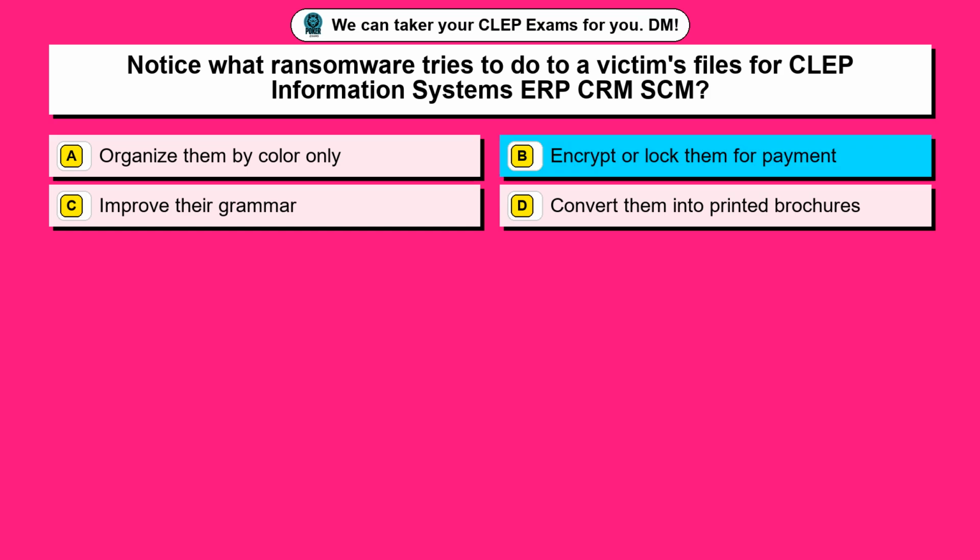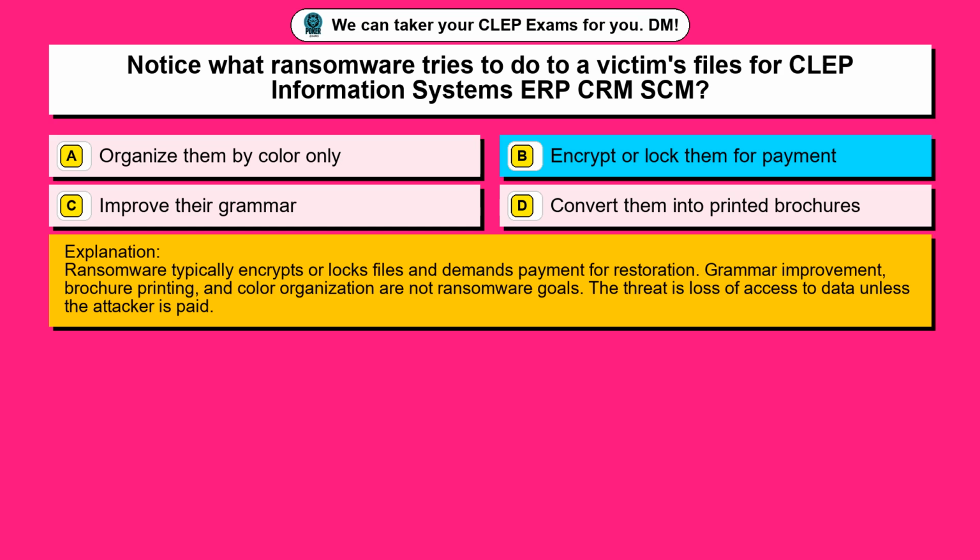The correct answer is option B. Encrypt or lock them for payment. Ransomware typically encrypts or locks files and demands payment for restoration. Grammar improvement, brochure printing, and color organization are not ransomware goals. The threat is loss of access to data unless the attacker is paid.